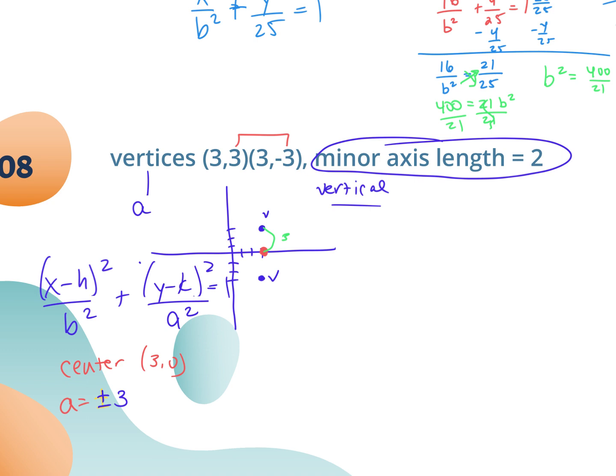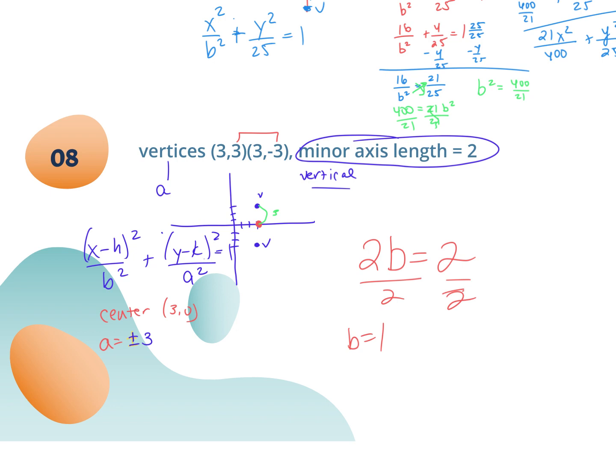It's where the co-vertices are. It's the co-vertices, good. And that little equation that was on one of the first pages was 2b equals your minor axis, 2a equals your major. So I can divide both sides by 2, and I find my b value to be what? 1. Can we now write our equation? Did we need to use the c value? Did we figure anything out with c? No, we didn't need to.